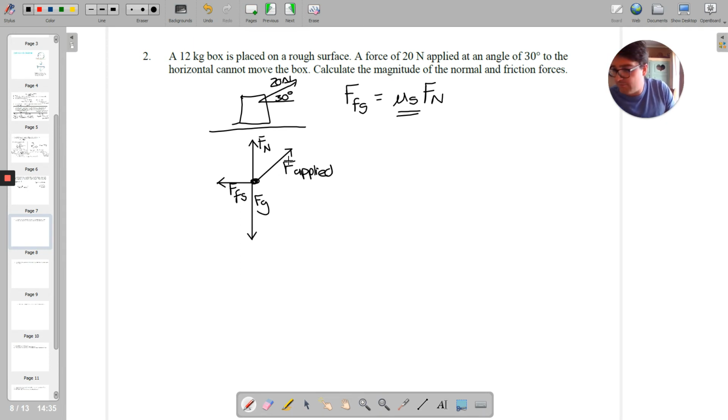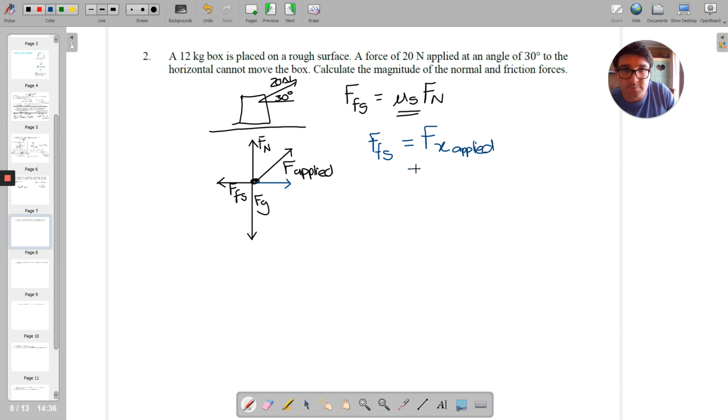Now, the frictional force is resisting which force? It's resisting the x component of this force. So there's an x component of this force that the frictional force is resisting. And if this box is not moving, it must mean that the frictional force and that x component have the same magnitude. So in other words, our frictional force will be equal to the x component of the applied force.